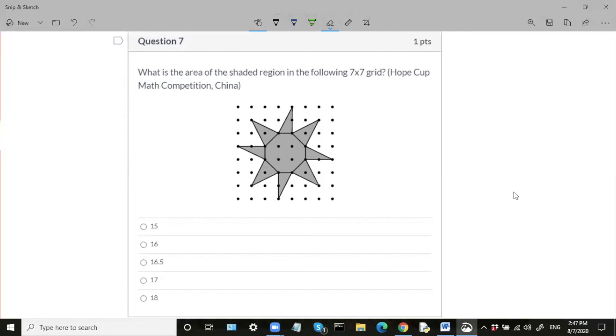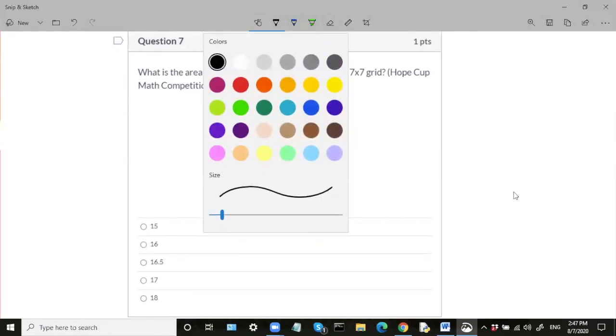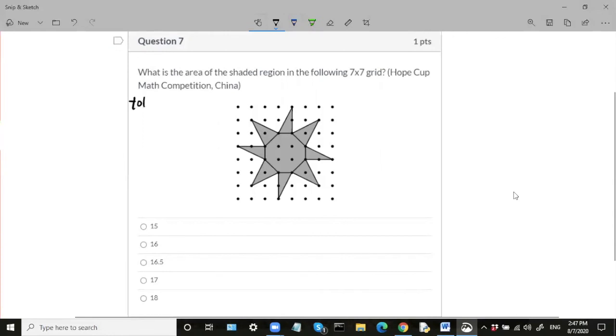So we actually can use a complementary way. We can use the total area, subtract the unshaded area. So shaded area equals total area minus unshaded area.